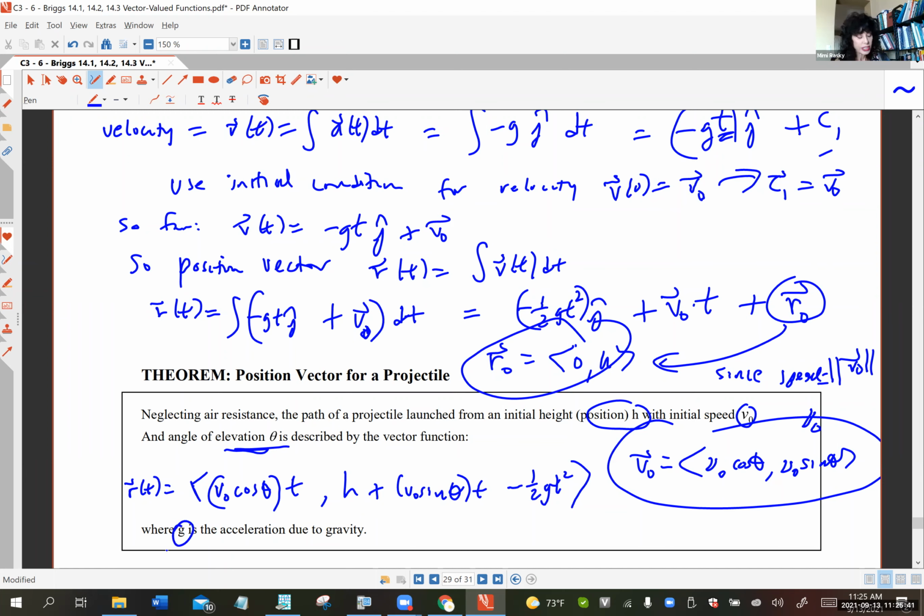And g is the acceleration due to gravity. I do want to say, when you work these problems on a quiz or an exam, if you just use your physics textbook formulas and not this projectile position vector, I will take away all your points.